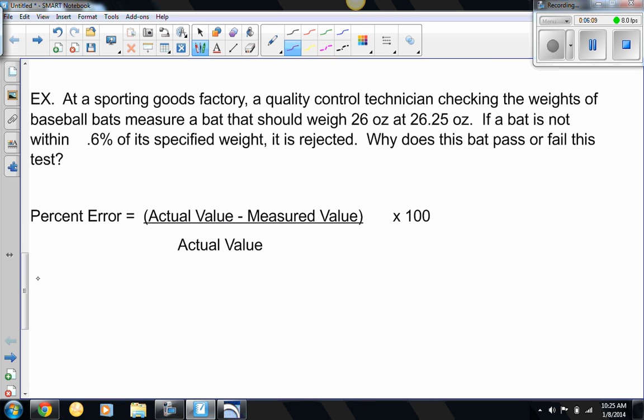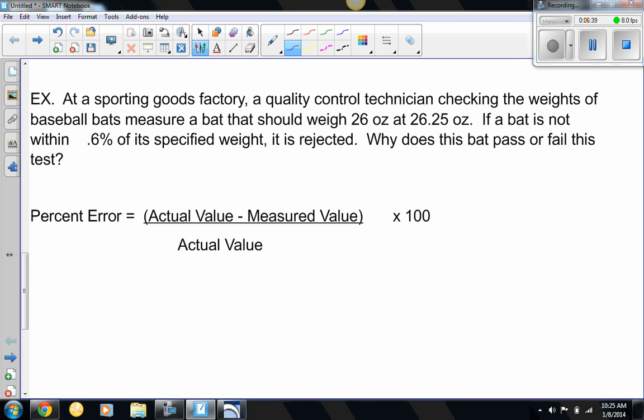So it says, at a sporting goods factory, a quality control technician checking the weights of baseball bats measures a bat that should weigh 26 ounces at 26.25 ounces. So it weighs more than it should. Okay, but sometimes they let some of that go. It doesn't have to be exact. If a bat is not within 0.6% of its specified weight, it is rejected. Okay, so if it's 0.6% too high or too low, you can't use that bat. It has to be a certain weight. Why does the bat pass or fail this test?